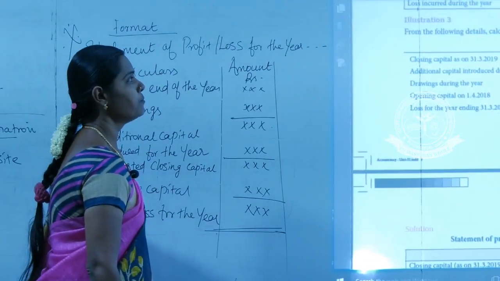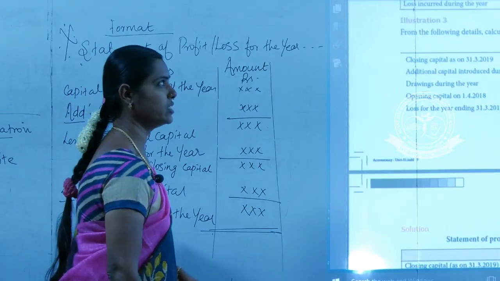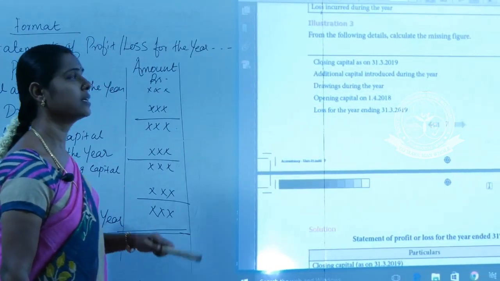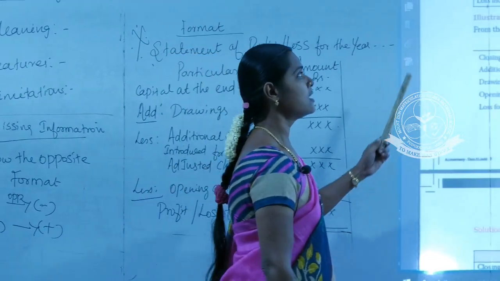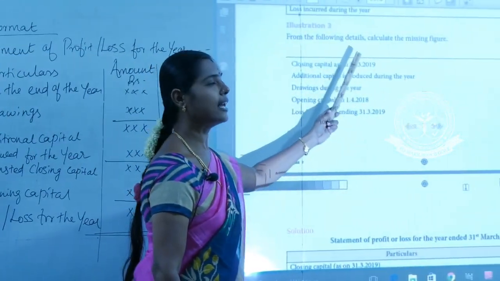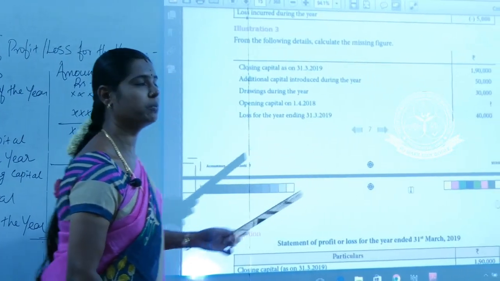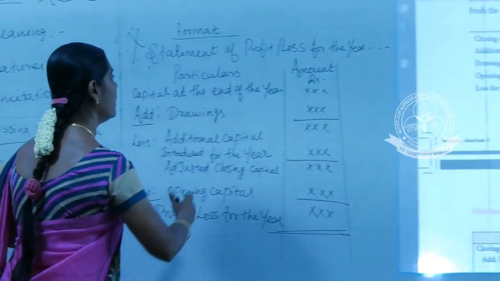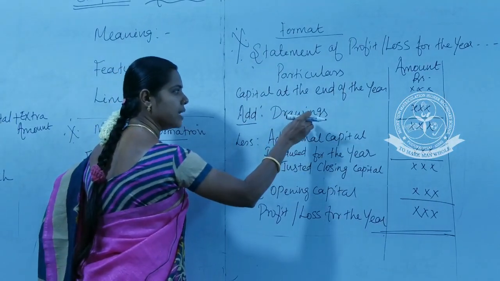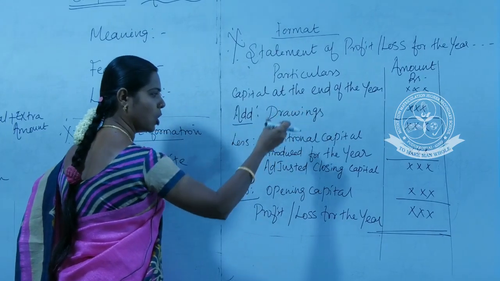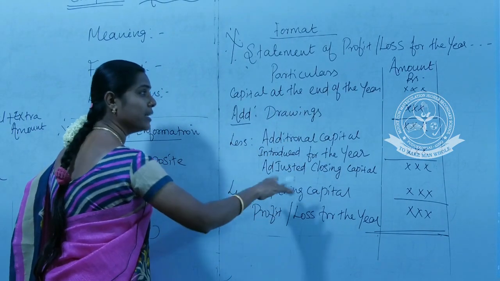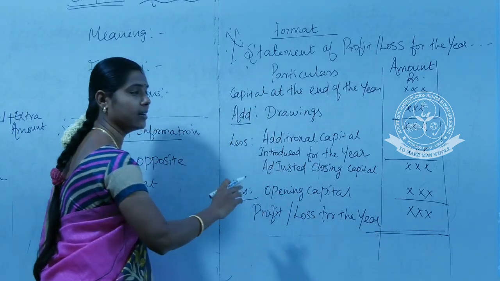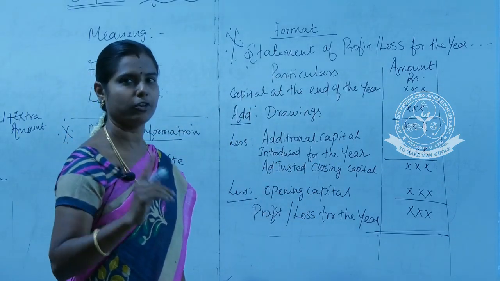Next comes illustration number 3, which is an entirely different problem compared to illustrations 1 and 2. In this, from the following details, calculate the missing information. Missing information can be anything. They may ask you to find the drawings, the additional capital, the opening capital, or the profit, but all the other information will be given. They ask to find only one piece of information.